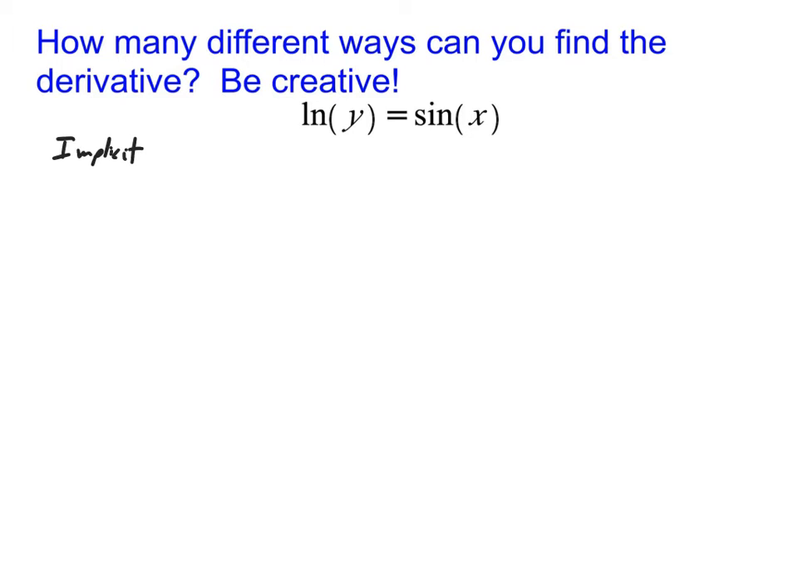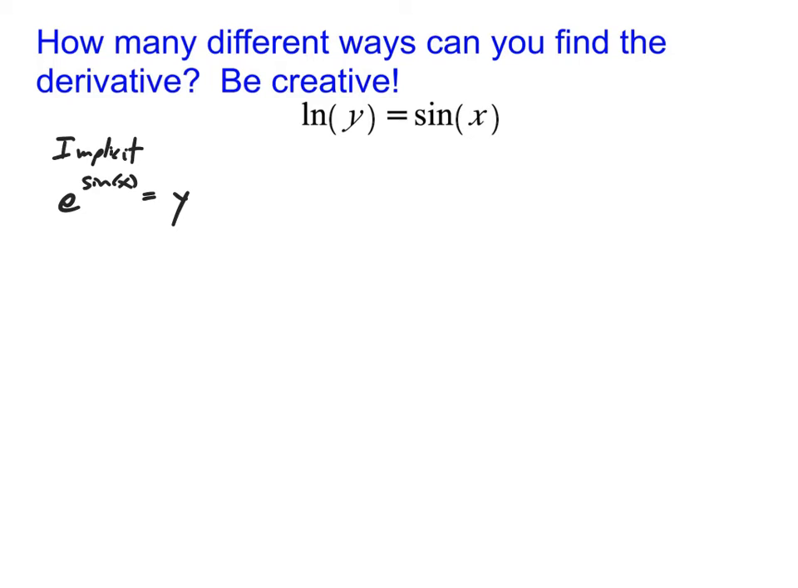Yep, so let's take a look at a few of those. If I want to get rid of this natural log here, I can put it into exponential form, which means that I would turn it into e to the power of sine of x equals y. And then I could find the derivative from there. Notice we wouldn't even need implicit differentiation there, just some chain rule.